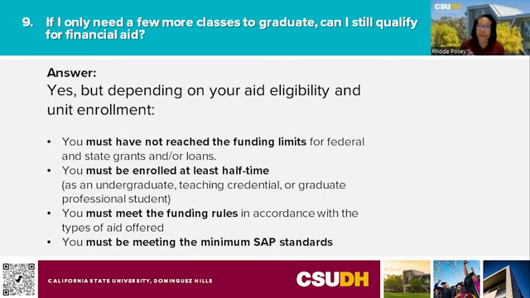You must be enrolled at least half time. Okay, that depends on if you're coming back as an undergraduate student, a credential student, or a graduate professional student. You must be meeting the funding rules in accordance with the types of aid that are being offered, because there are different rules for different types of aid. And then you must be meeting the minimum SAP standards. Okay, so this is not to discourage you. Definitely apply, so that we can actually determine your aid eligibility to help you finish up your program.